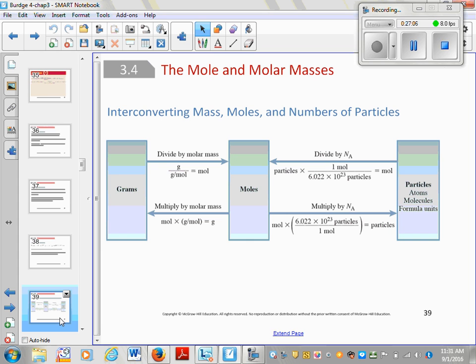So here is their version of interconverting mass, moles, and number of particles. Feel free to use it. I like using the one I wrote on the board that I put here because to me, it's just a much simpler roadmap. This one you go back and forth different times, but whichever one makes you happy, that's the one you can use.